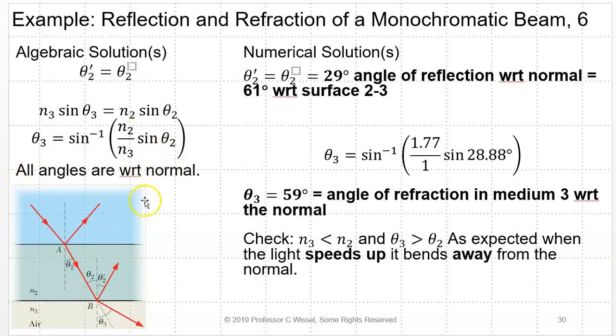And theta 3 will be the inverse sine of 1.77 divided by 1, with the 1 coming from the fact that it's air, and we're going to assume it's close to 1, times the sine of 28.88 degrees. And this turns out to be 59 degrees. And that's the angle of refraction in medium 3 with respect to the normal. Now we checked this. We expected this to bend away from the normal, and it did. Theta 3 is greater than theta 2. Because the light speeds up, it can bend away from the normal.